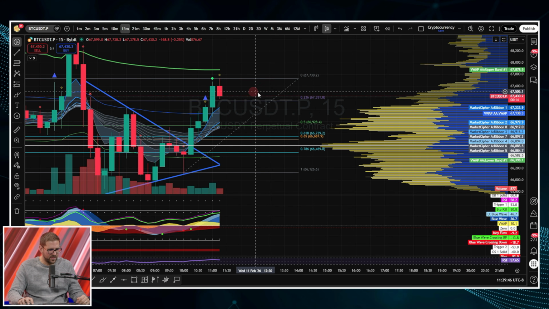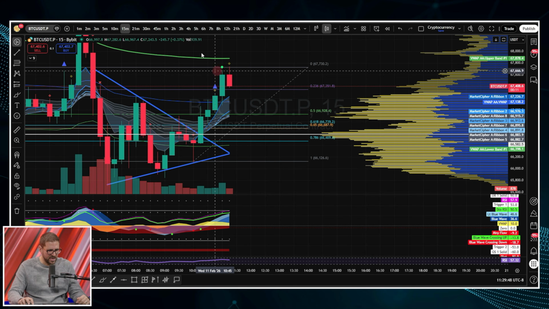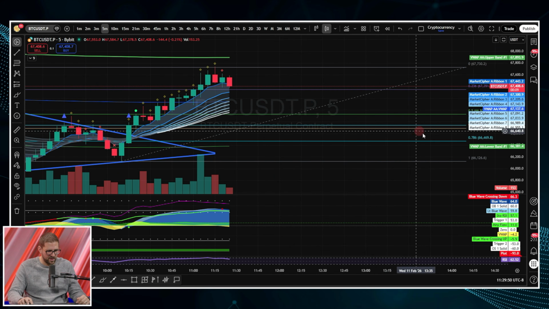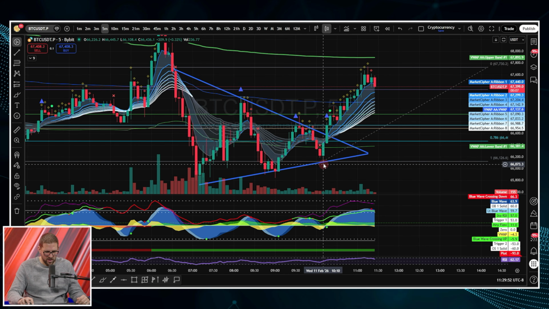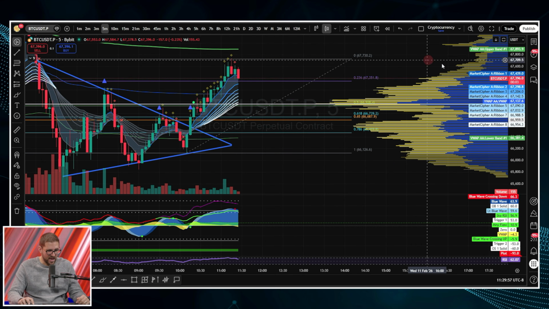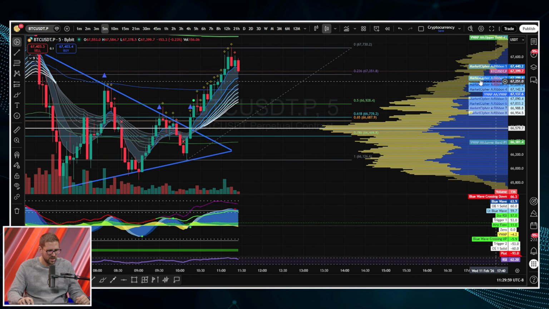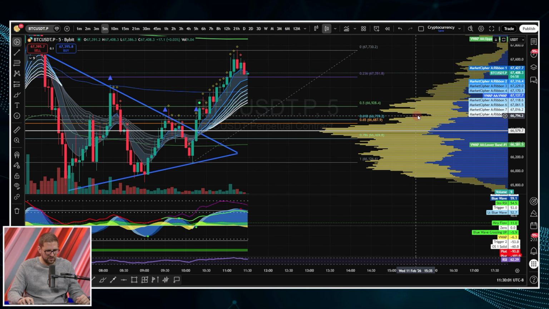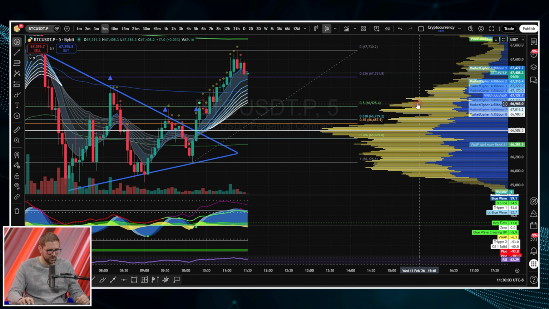But I'm going to keep my eye on this, because I do think this has a little more downside to go. If we go back to the 5-minute time frame, I drew my fib from the low of 66,126 to the high of 67,730. And that 50% fib level is kind of what I'm eyeing for a potential long.